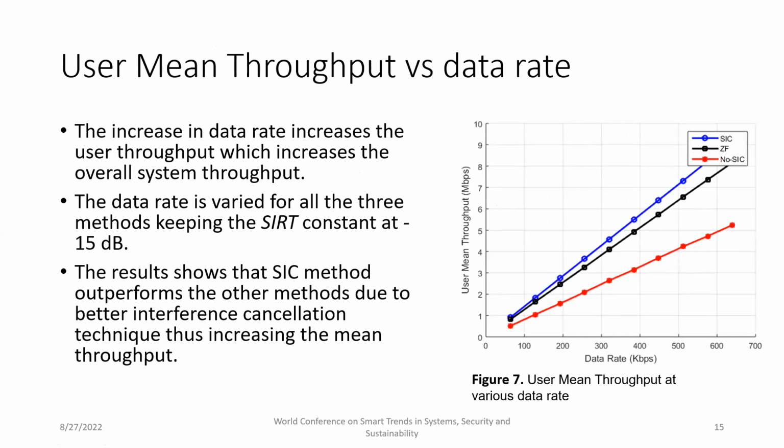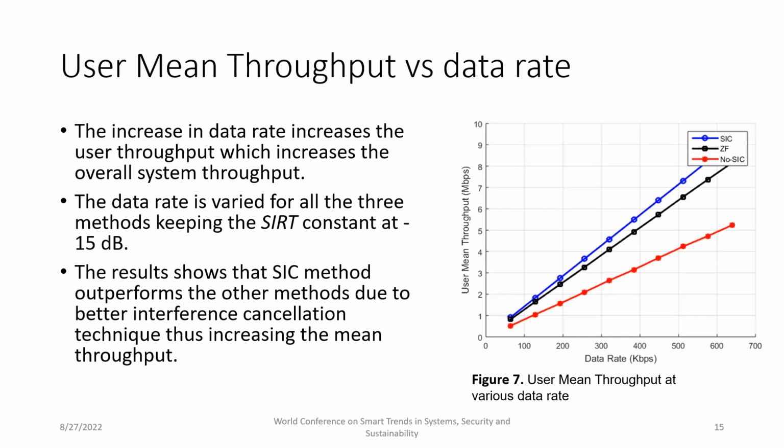And the last graph shows the user mean throughput versus the data rate. So it is obvious that as we increase the data rate, the throughput increases. So the data rate is varied for all the three methods. So we keep the SIR threshold constant at minus 15 dB, and the data rate was varied. And we can see in this figure as well, the SIC method outperforms the other two methods, thus increasing the user mean throughput.